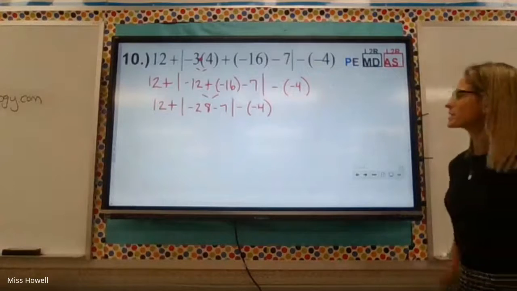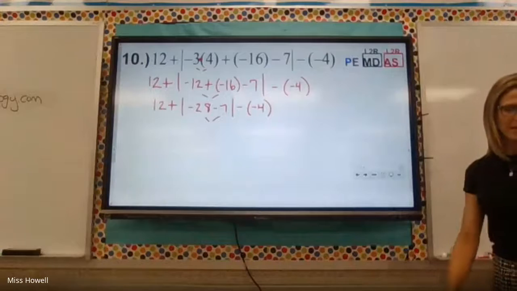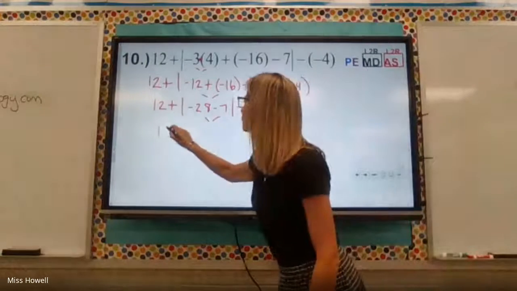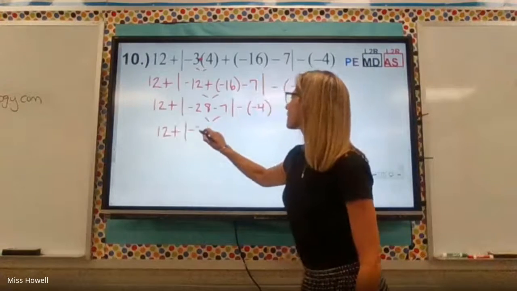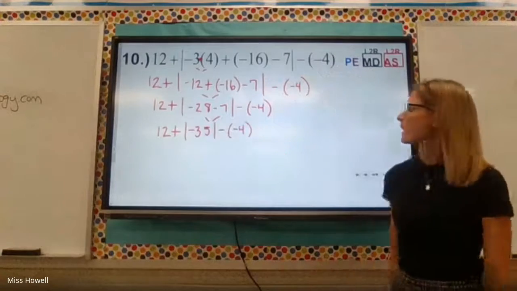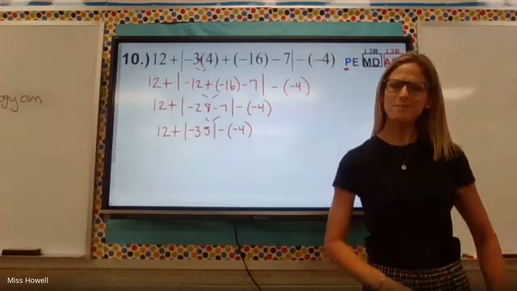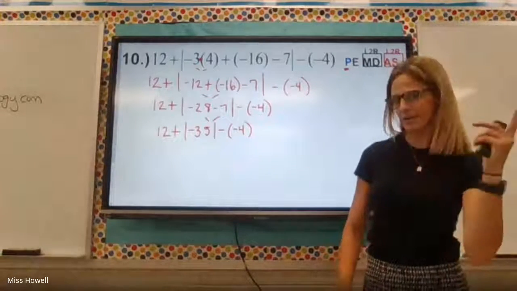A negative 28 minus a 7 would give us a negative 35. So 12 plus absolute value of negative 35 minus a negative 4. All right, we're not done with our letter P over here because we haven't finished. What's the absolute value of negative 35?